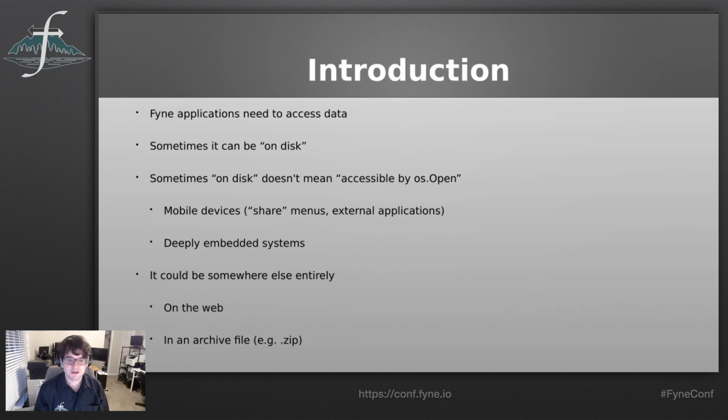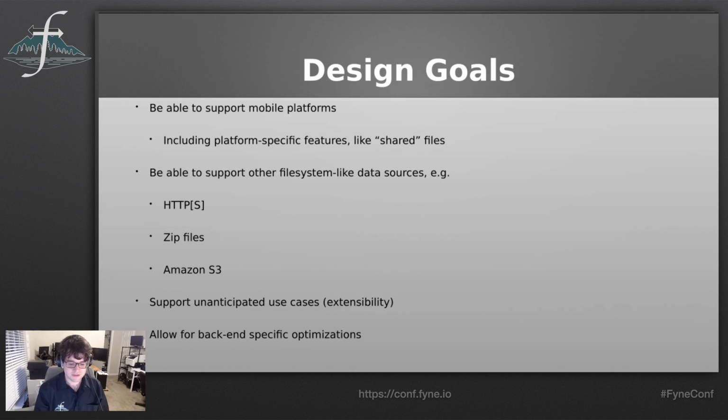Additionally, your data that you're interested in could be somewhere else completely different. It could be on the web. It might be part of a cloud storage service like Amazon S3 or Dropbox. It could also be in an archive file, like maybe a zip or a tarball, something like that. And we'd like to make it really easy for developers to work with data from all of these sources in a simple and consistent way when they're developing their applications.